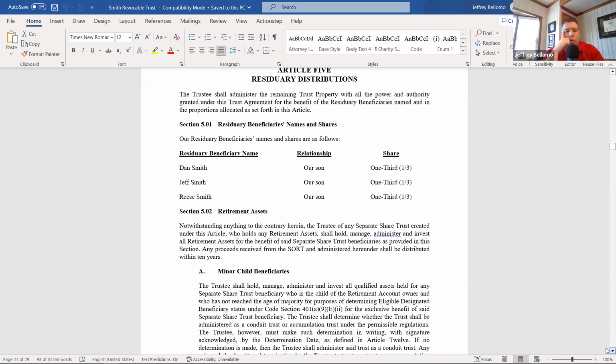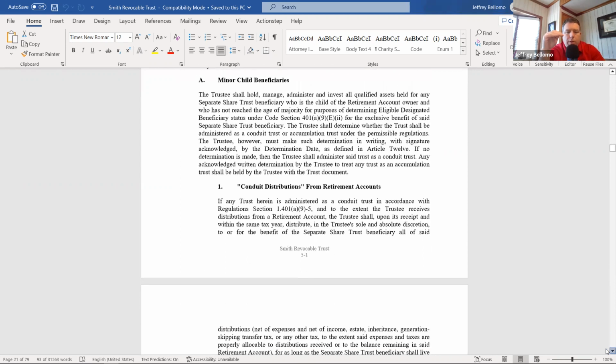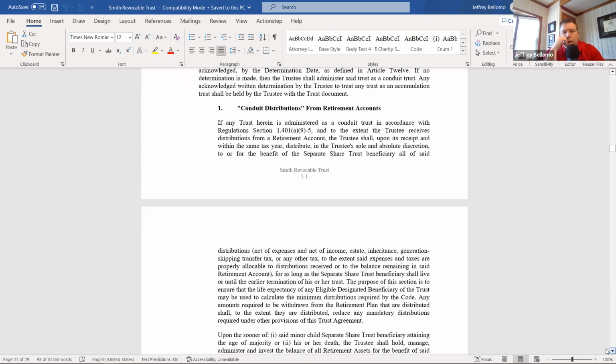I don't think repeating it twice and also having a fallback is ever a bad thing. So this is saying it goes to our 3 children. And if there are any retirement assets, how are we going to do that? There's language here about conduit versus accumulation trusts. Conduit trusts essentially allow us to comply with the Secure Act, which is a fairly new thing since 2019.